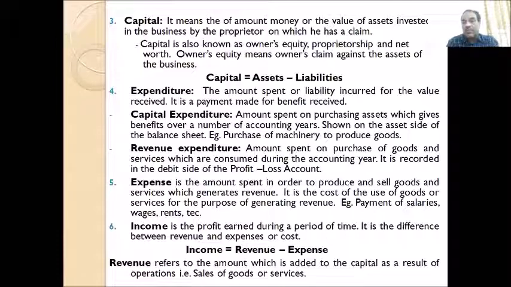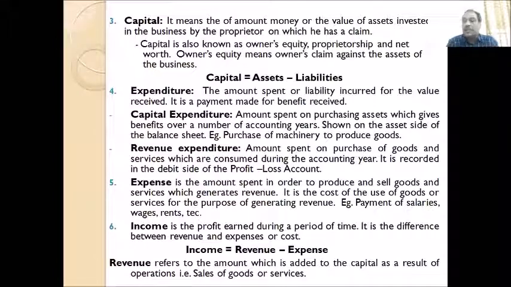Then the fourth term is expenditure. Expenditure is the amount spent or liability incurred for the benefit received. If we buy something, in lieu of making payment, we receive a good and it gives us benefit, so it is expenditure. Then capital expenditure, it is also of different types.